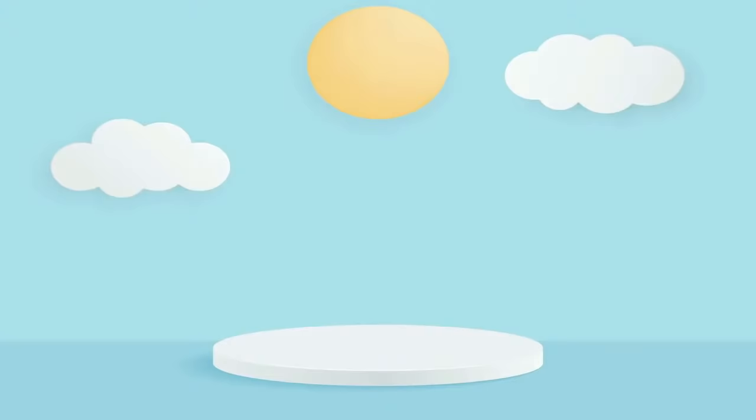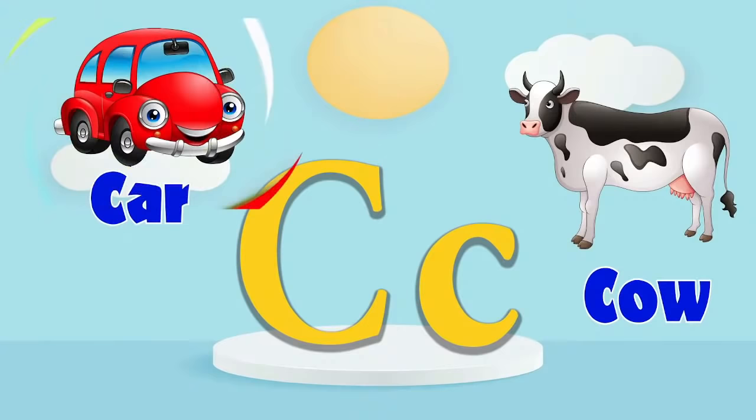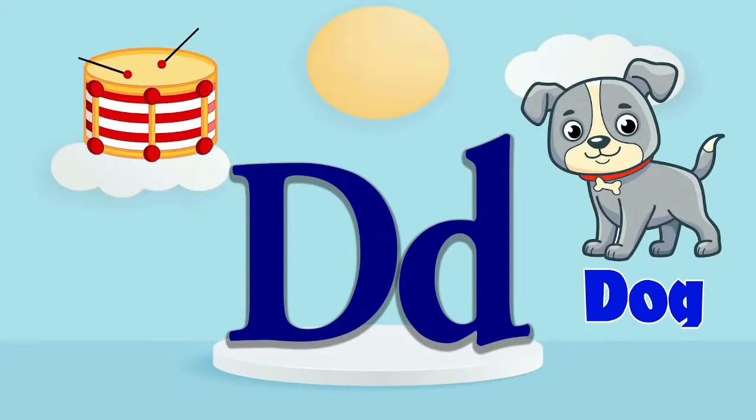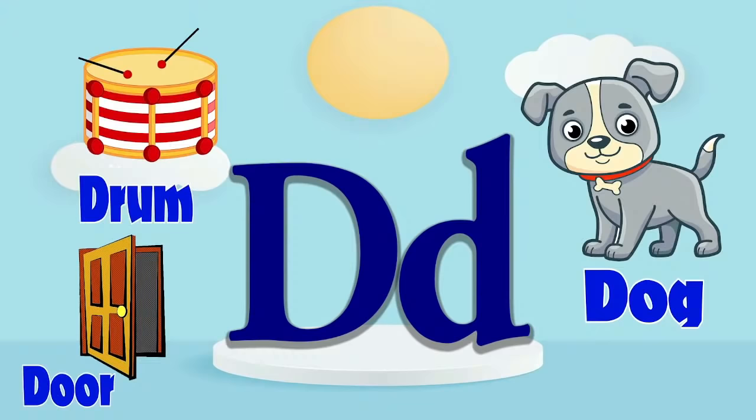C for cow. C for car. C for cup. C for cow, car and cup. D for dog. D for drum. D for door. D for dog, drum and door.